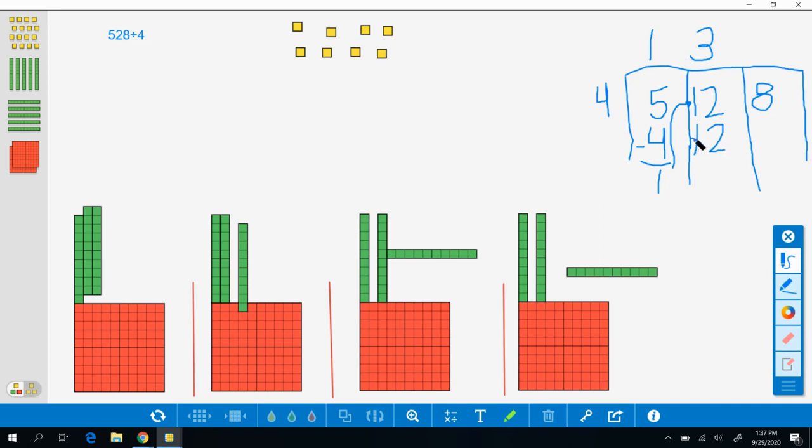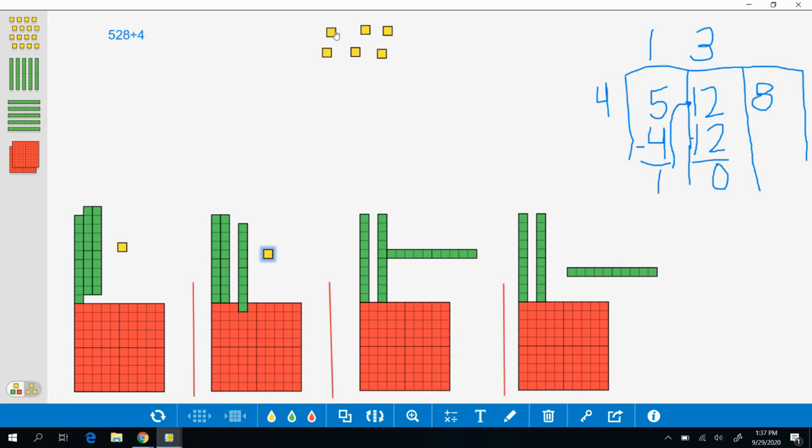12 minus 12 is 0. Take a look over here. Do you see any tens left? There are 0 tens left. So 12 minus 12 is 0 tens. All right, now we're left with 8 ones. We're going to see, can we split the 8 ones up into the 4 groups?